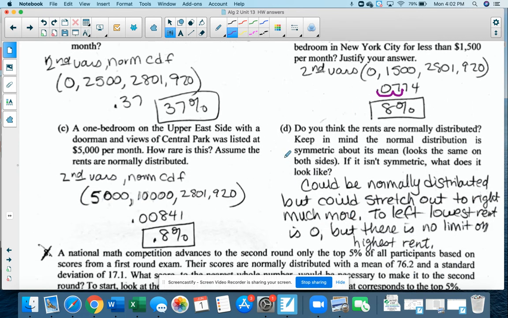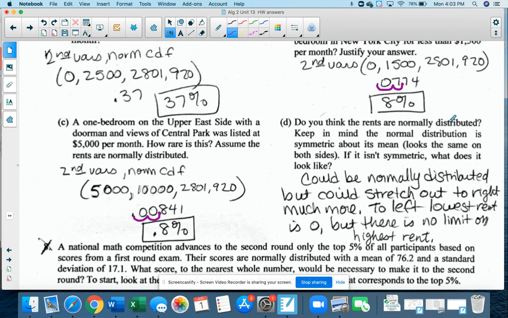A one-bedroom apartment on the Upper East Side with a doorman and views of Central Park was listed at $5,000 per month. How rare is this? Assume rents are normally distributed. So that's my lower number, 5,000. Okay, and my upper number, I just wrote 10,000. My mean is 2801, and my standard deviation is 920. If I put that in my calculator, I get 0.00841. So am I moving my decimal 2 places? It's really 0.8%. Okay, so very low to have a rent of 5,000 per month.